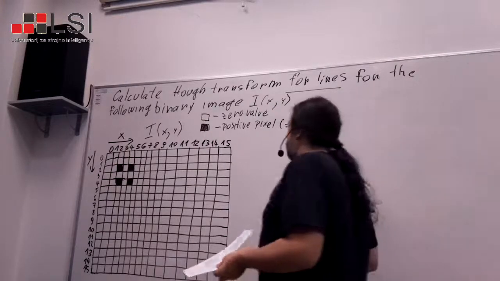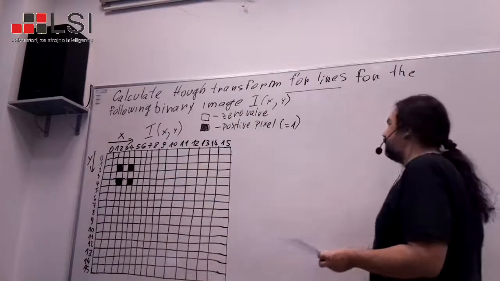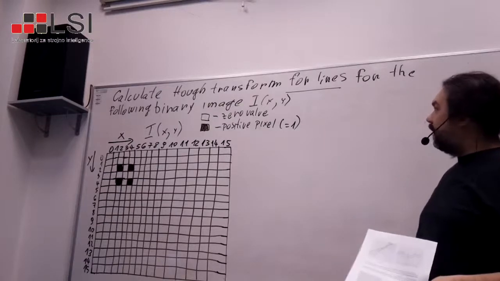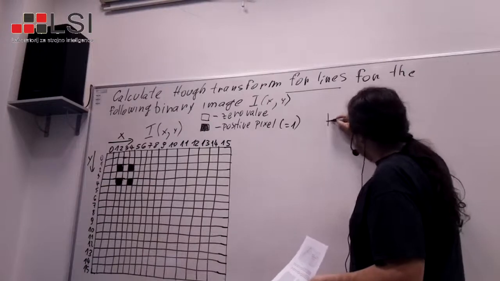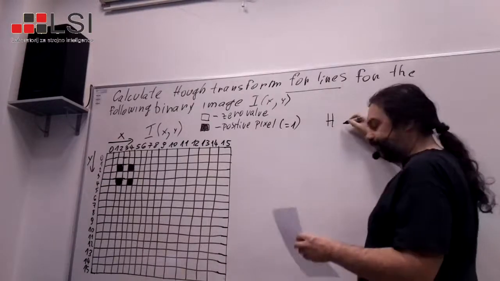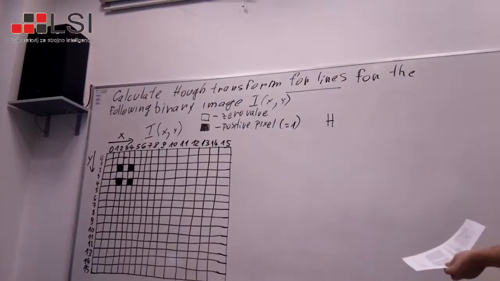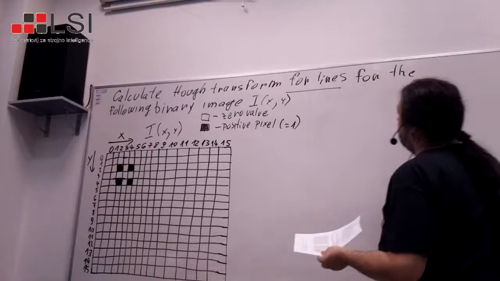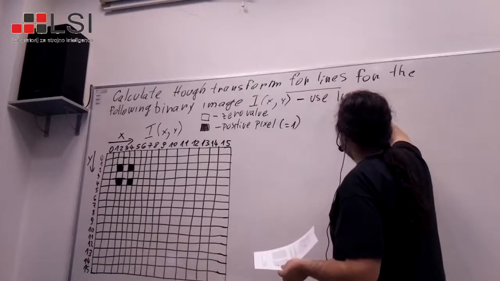So this is one thing you get, and the other thing you get in such a task is the accumulator space, H. So let's say H, and of course we need to add something here. Let's say, use the line equation.